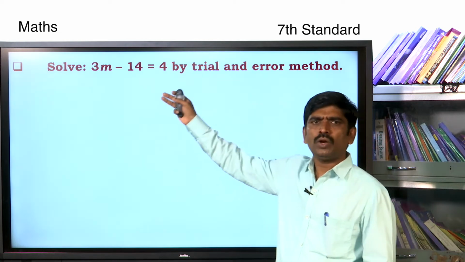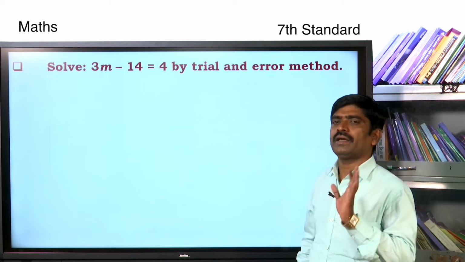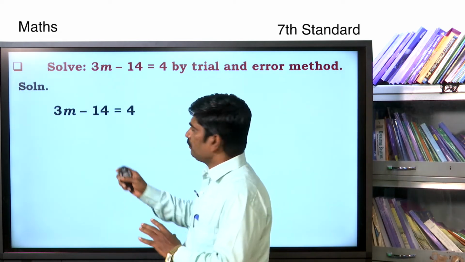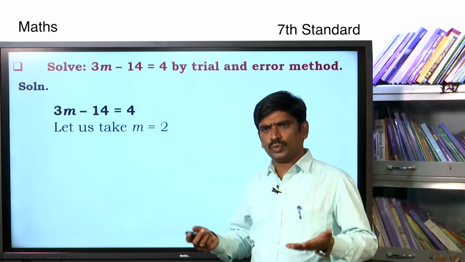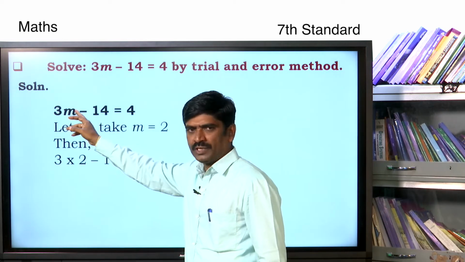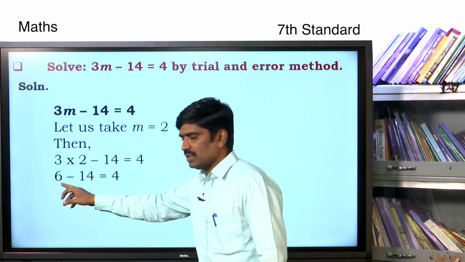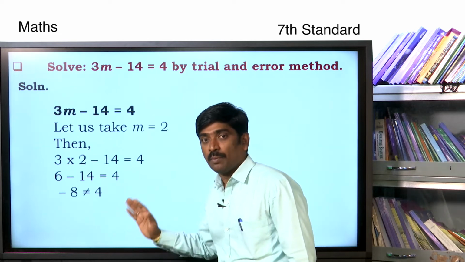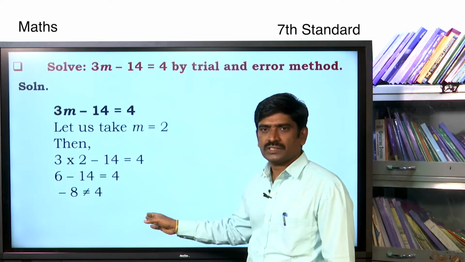Third question, solve 3m minus 14 is equal to 4 by the trial and error method. Solution: the equation is 3m minus 14 is equal to 4. Let us take m is equal to 2. Then 3m means 3 into 2 minus 14 is equal to 4. 3 twos are 6. 6 minus 14 is minus 8. Minus 8 is not equal to 4. That's why this is not true.